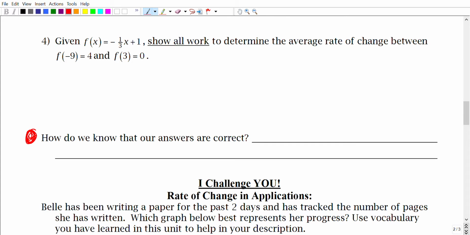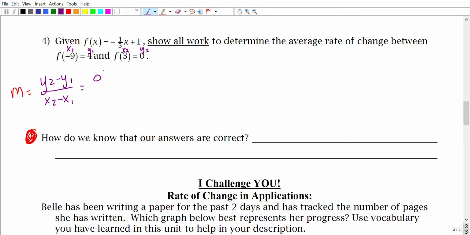So it says, given f of x equals negative 1/3 x plus 1, show all the work to determine the average rate of change, so our slope, of f of negative 9 equals 4 and f of 3 equals 0. So once again, I can label this as my x1, y1, x2, y2. So if I use my equation, and again, you don't have to keep rewriting the equation like that, guys, but if it helps, go for it.